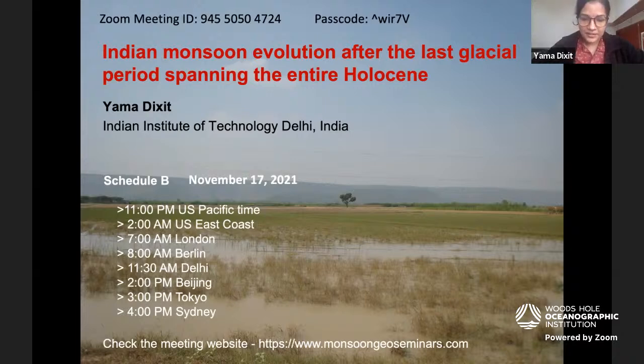Now, what you see here on the screen is actually a lake which has turned into agricultural land. So they grow crops here. But if you have a JCB or a digger and you dig about 1 meter down, discarding the top 10 to 20 centimeters, depending on how deep the crops have gone, you can see lake deposits.